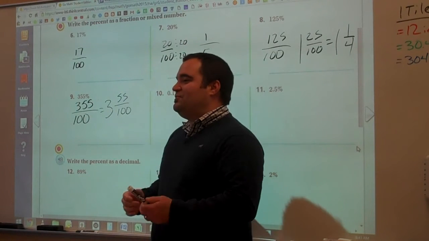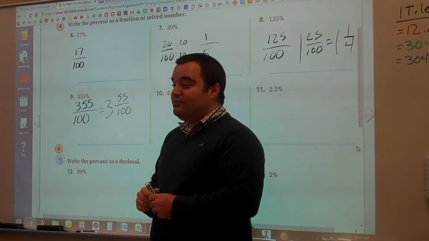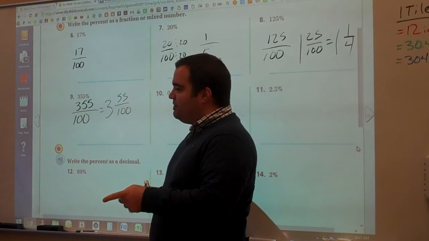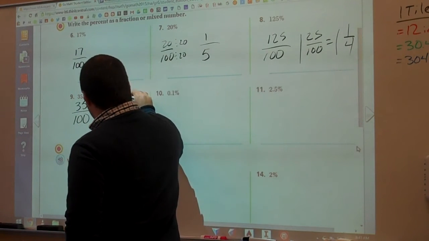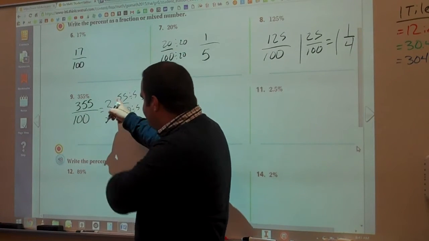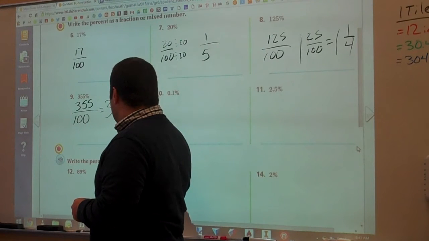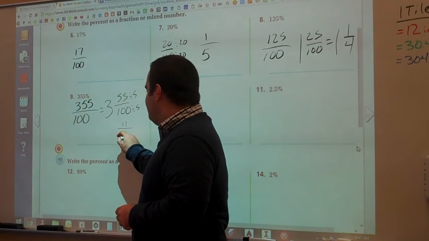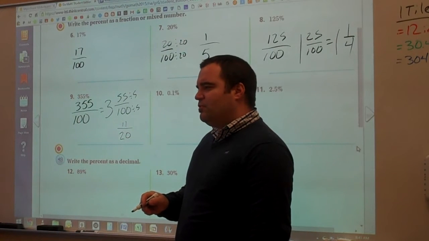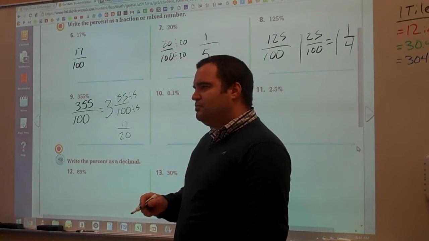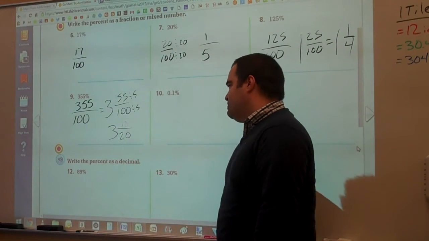we can reduce 55 over 100. I can take what out of it? 5. Not 55, because 55 is not a factor of 100. Let's take a 5 out for sure. 55 divided by 5? 11. 100 divided by 5? 20. Is 11 20ths in simplest form? Yes, 11 is prime. 3 and 11 20ths is your answer.